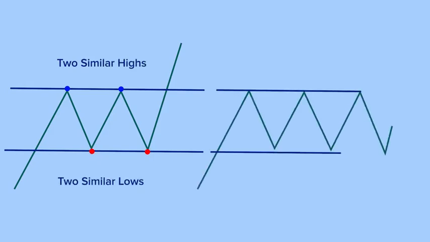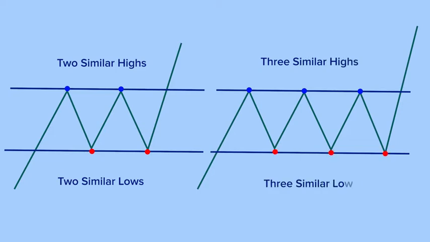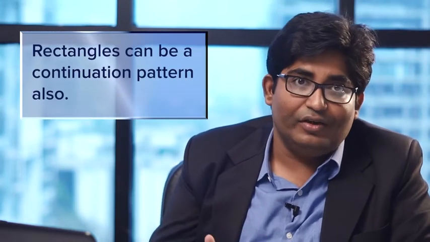So in those patterns, we see two consecutive similar highs or similar lows, or three similar highs and similar lows. Now, let us imagine the situation if more such highs and lows at similar levels are being formed. So, there would be a price congestion within a horizontal area and that takes the shape of a rectangle. Rectangle is not necessarily a reversal pattern only, it can be a continuation pattern also.